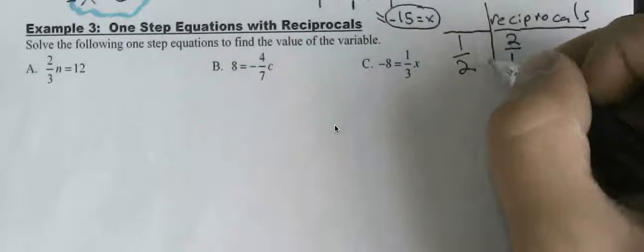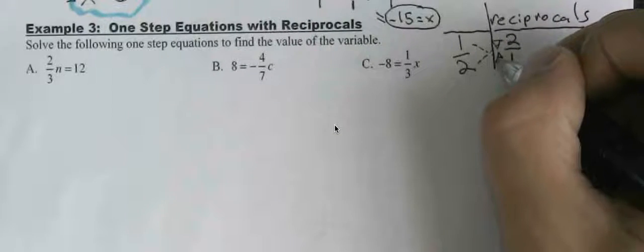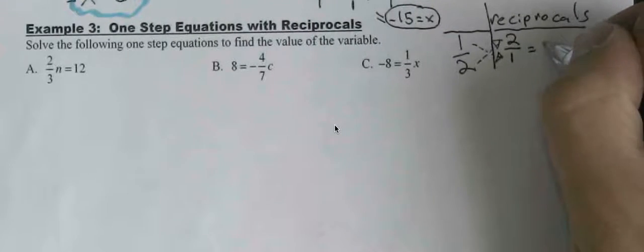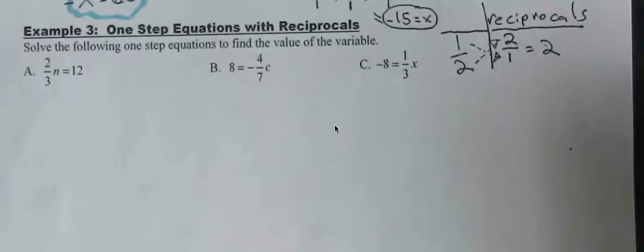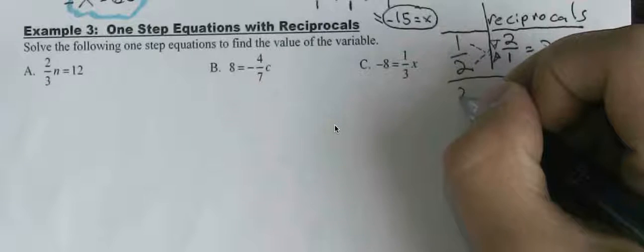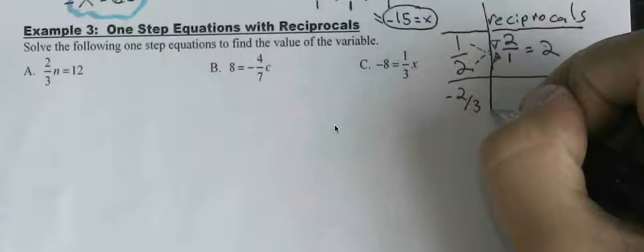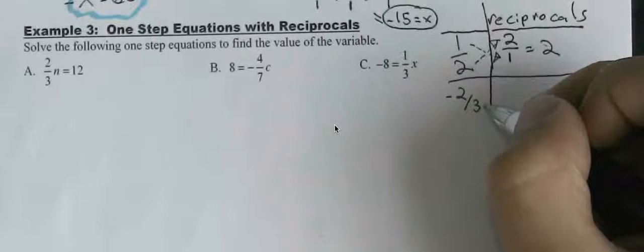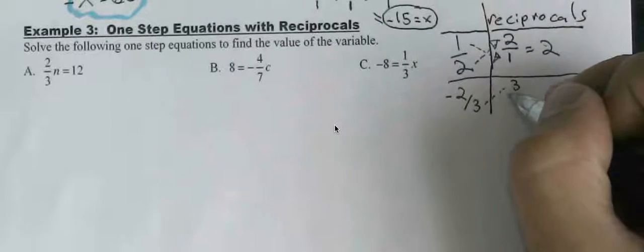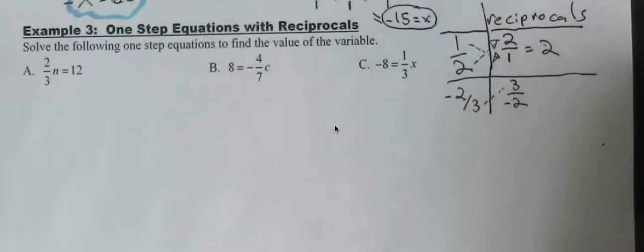So where 2 was, it's now up top. Where 1 was, it's now down here. 2 over 1, we can just rewrite to 2. So that's one example. We could also take a look at 2/3. Let's call it negative 2/3. So if we flip this fraction, 3 goes up top, negative 2 goes in the denominator, and that was a pretty quick switch.